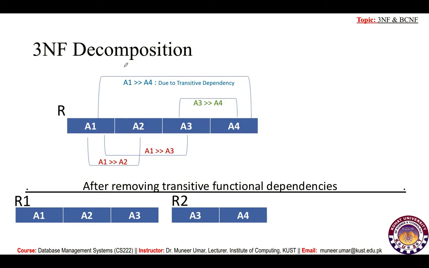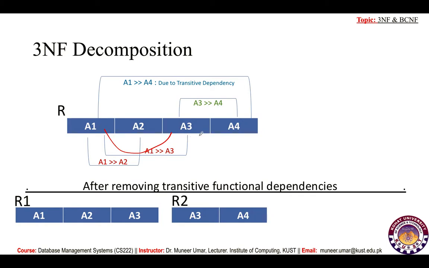3NF decomposition. Suppose we have a relation having four attributes A1, A2, A3 and A4. Let's say this is a table having some records about the student. So it will have student ID, student name, program name, and program credits. In this relation, A1 is determining A3. We can say that A3 is dependent on A1. According to our example, the program name is dependent on the student ID.